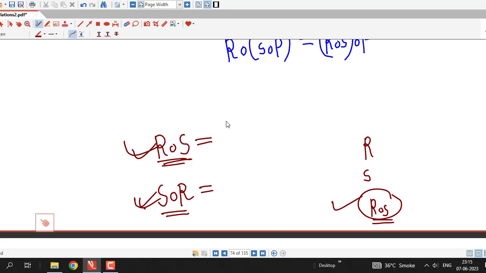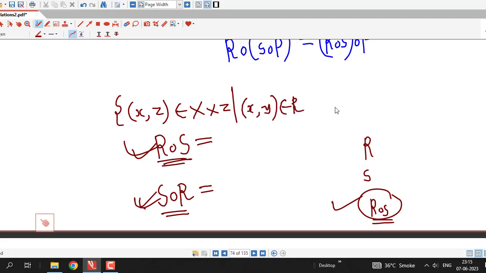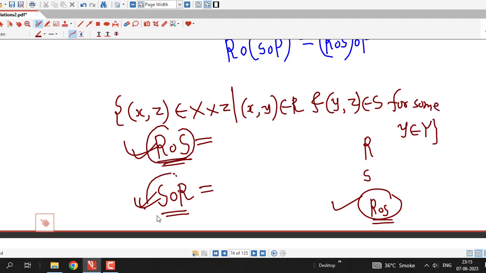You should use both notations, and you can use the common definition: (x,z) belongs to X cross Z such that (x,y) belongs to R and (y,z) belongs to S for some y in the set Y. The definition is the same but notations are different, and here we assume that x is in X, z is in Z, and this small y is in Y. But if I use this other notation, this will change. Instead of (x,z) I have to write (z,x).